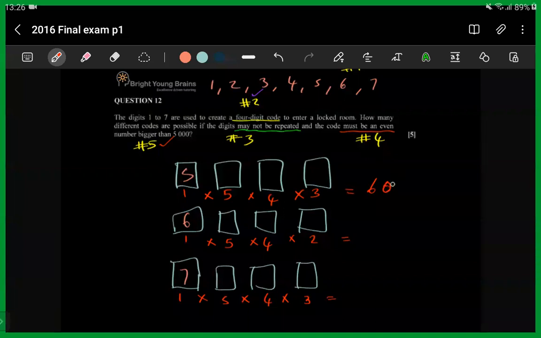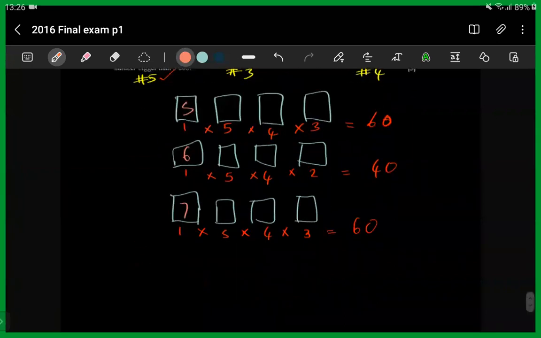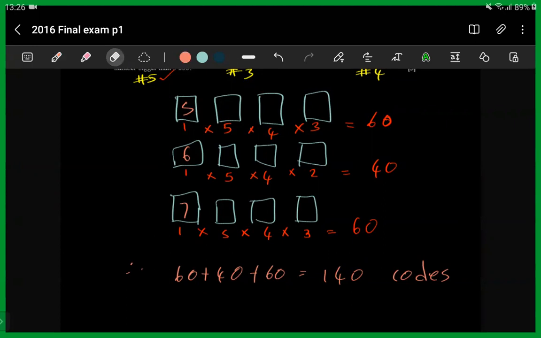Yes. Next, this one is also 40. Yeah, 60 and then 40. So it's going to be 60 plus 40 plus 60, 140 codes. Isn't it 160? Oh yes, 160. Thank you. Mental math is dangerous. Yes, it's 160. Definitely 160. Cannot be 140 in any world.